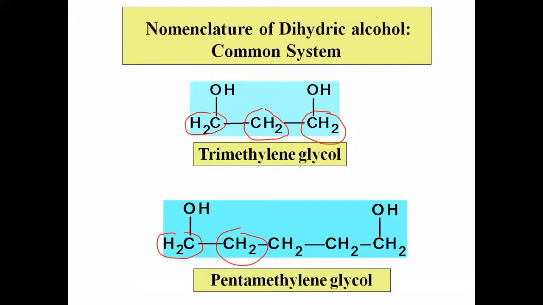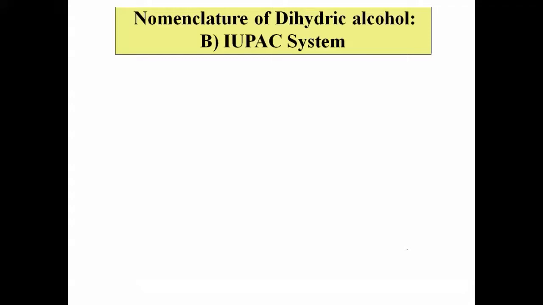And second, if two OH groups are present on the terminal carbon and if there is no branching. Okay, this is just about the common system for the nomenclature of dihydric alcohol. Let us see the second system, how the compounds are named according to the IUPAC system.